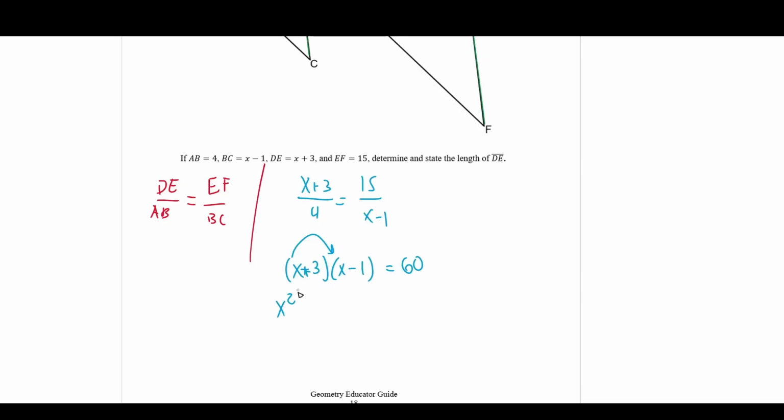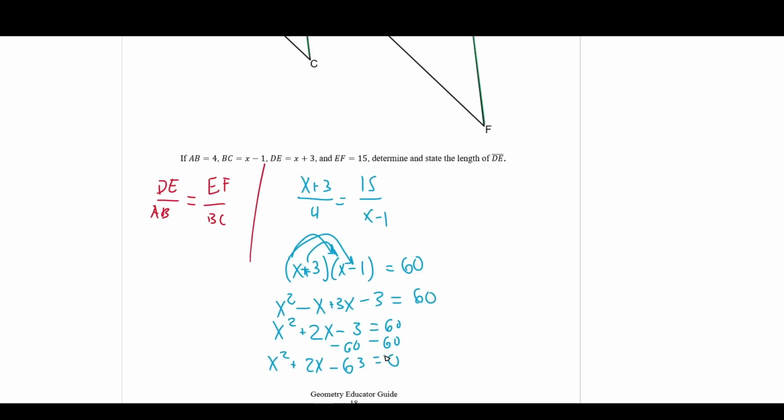X times x is x squared, x times negative 1 is negative 1x or negative x. 3 times x is positive 3x, and then positive 3 times negative 1 is minus 3. And this is equal to 60. So here I have x squared plus 2x minus 3 is equal to 60. And I'm going to subtract 60 on both sides. Now I have x squared plus 2x minus 63 is equal to 0.